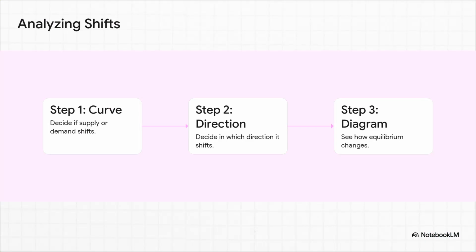Whenever a major event hits the news, economists break out their ultimate detective tool, a 3-step method to analyze the market mystery. Step 1. Decide if the event shifts the supply curve, the demand curve, or maybe both. Step 2. Figure out which direction the curve shifts. Left means a decrease, right means an increase. And step 3. Use a diagram to see exactly how the equilibrium price and quantity change because of it.